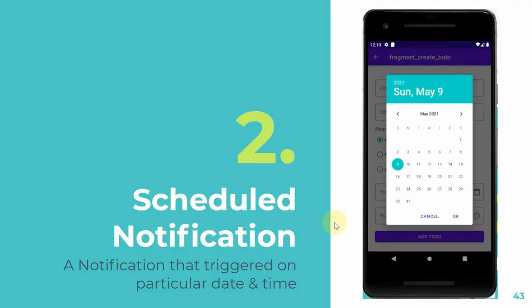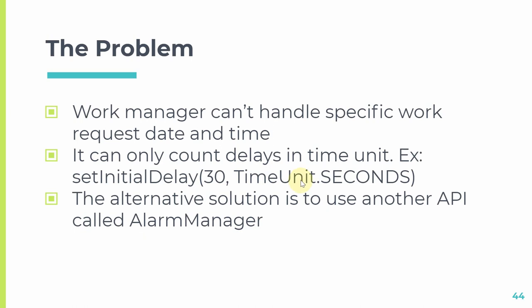Okay, in this section, you already know how to create notifications and then use WorkManager to schedule your notifications that trigger after delayed seconds. So with that knowledge, we can create scheduled notifications, meaning we want to trigger notifications to alert the users of the to-do. To do that, it should be done at a particular date and time. So in that case, we are going to implement a picker. But here's the problem.